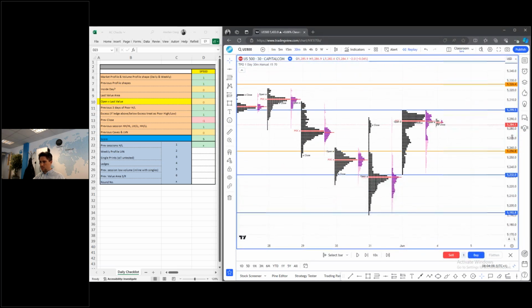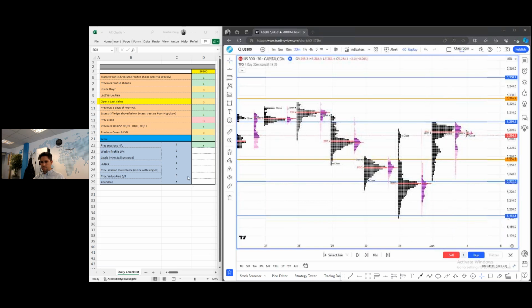Okay, so orange are the weeklies, blue are the dailies. Okay, so we've checked those. And then looking at any single prints, untested single prints. Now we haven't actually got any. These single prints here have all been filled in. We've already plotted this one. There's no other single prints that can be seen. Remember, single prints are in the middle of the profile.